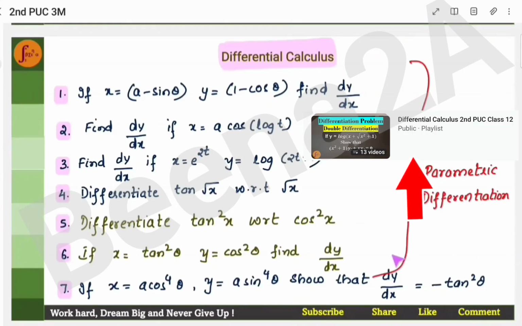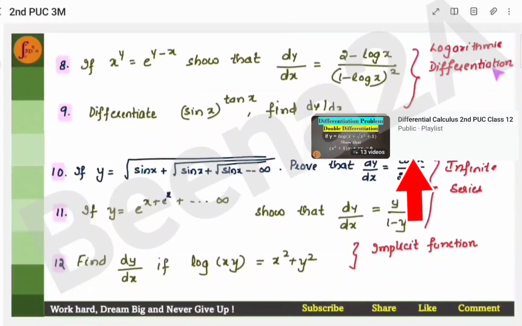There is a playlist on differential calculus where all the subtopics of differential calculus such as logarithmic differentiation, implicit functions, parametric functions, infinite series, double differentiation, all of these are explained. So if you want to understand concepts in detail, you can go through the differential calculus playlist. Also, there is a video on important questions for 1 markers and MCQs.